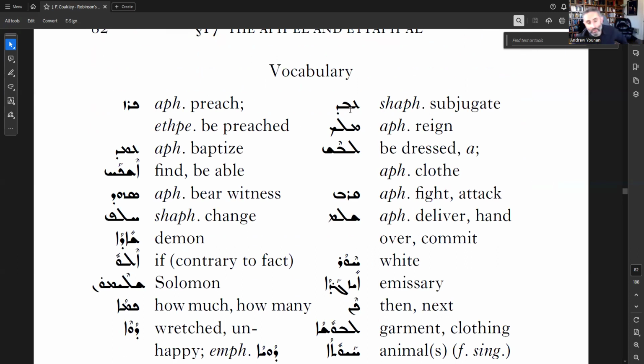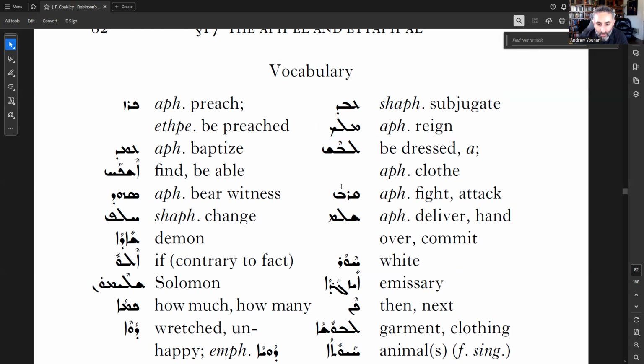Awadh. The shap'al of awadh is to subjugate. Mlech. The ap'al of mlech is to reign. So the word melka comes from this, to reign. Melka means king. Luish is to be dressed. The ap'al means to clothe. So luish is to put on clothes. To clothe someone else is alwish. Alwish is to cause somebody to be dressed.